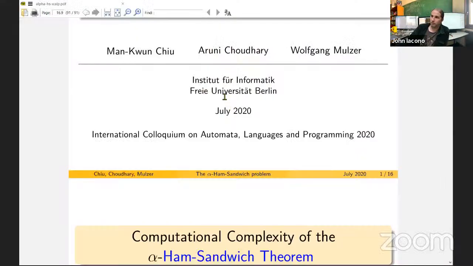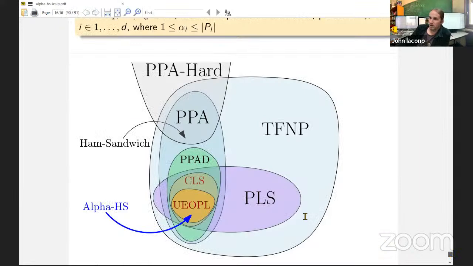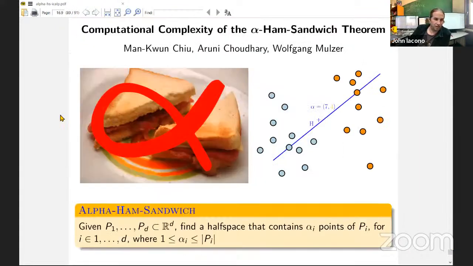Okay, well, thank you. We'll move on to the next speaker. The next talk is Computational Complexity of the Alpha Ham Sandwich Problem. It's by Man-Kwon Chiu, Runi Chaudhry, and Wolfgang Molzer, all three from FU Berlin. And Runi is giving the talk.